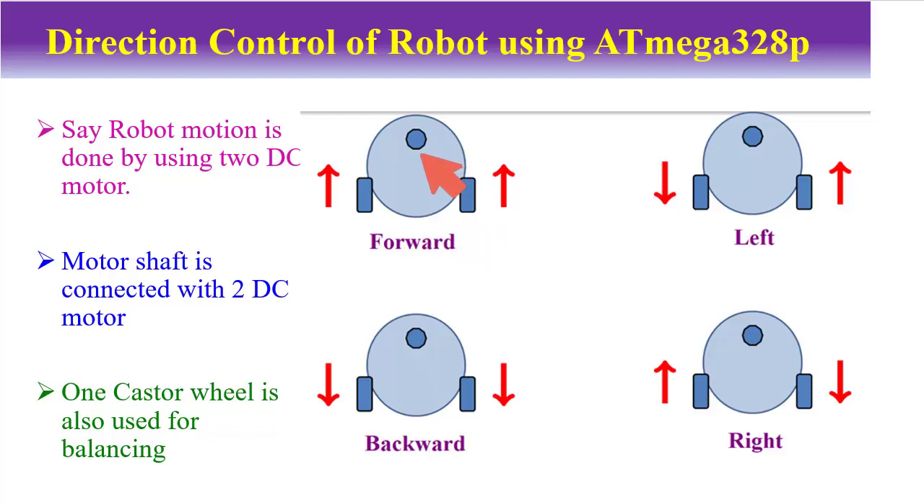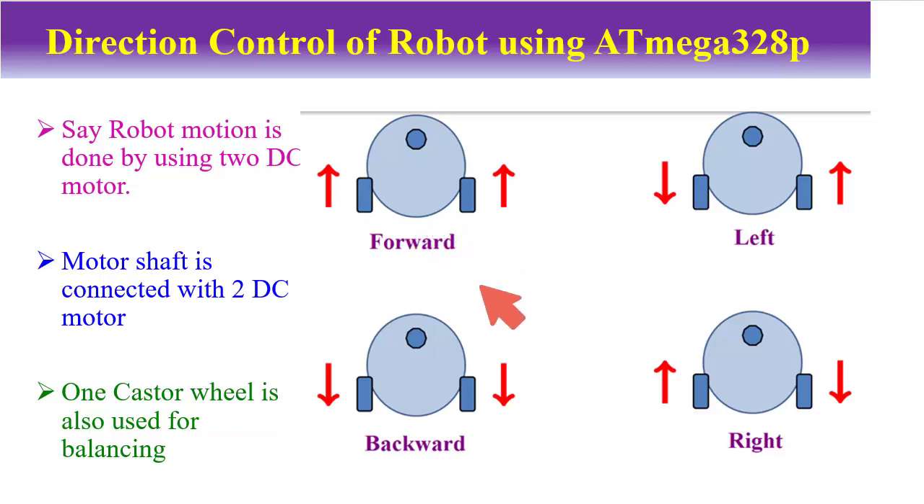This is the caster wheel. So by using this caster wheel and these two wheels connected with two DC motors, the robot can move in any direction. We can control the direction of movement of this robot by using DC motor control action. For forward motion, this wheel should move in the forward direction. This wheel should move in the forward direction. When both wheels move in the forward direction with a constant speed, then the whole robot will move in the forward direction.